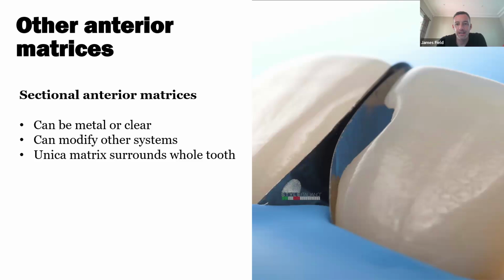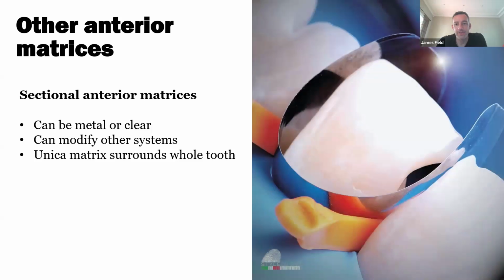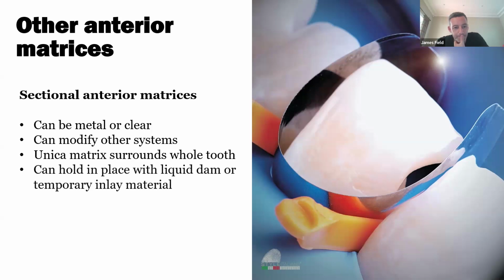There are some of the matrices, Unica matrix that you can see here, which surrounds the whole tooth, particularly useful if you've got multiple cavities to restore. But again, really important that you've got a wedge there, which holds that space and the matrix against the tooth, particularly firmly as well. Other options, though, without a wedge are liquid dam, or something which I used to use when I used to do a lot more direct restoratives, was actually temporary inlay materials like Systemp or Telio.